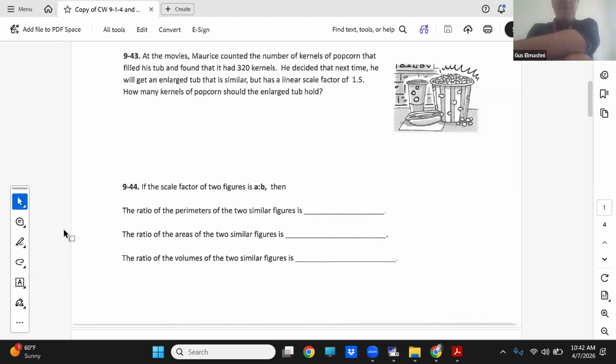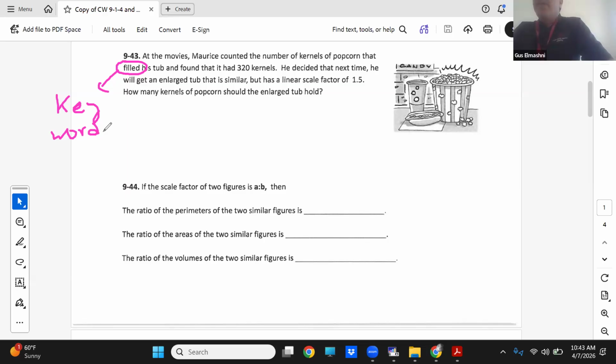Anyhow, 943. At the movies, Maurice counted the number of kernels of popcorn that filled his tub and found that it had 320 kernels. He said that next time he'll get a large tub that is similar, but has a linear scale factor of 1.5. How many kernels should the large tub hold? Okay, this is the part I think is really so important. I know it's very subtle. I would argue, some people might disagree with me, my colleagues might disagree, but I think that's a key word.